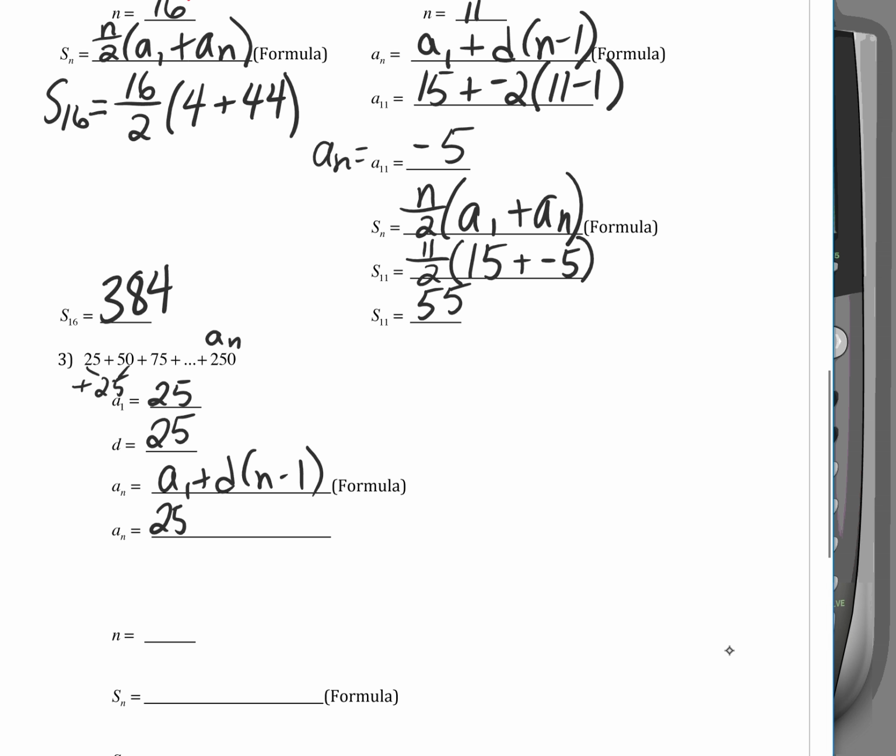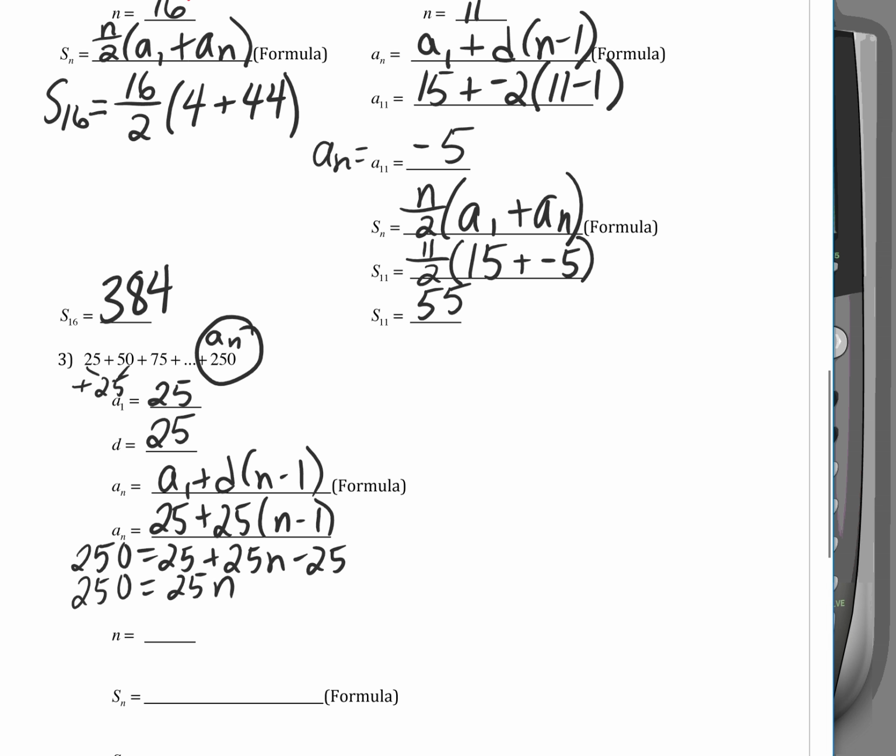So I'll put in 25 plus 25 times N minus 1. And I notice I'm missing N and AN, but I just told you that AN is 250 because that's our last term. So let's plug that in and distribute so that we can finish solving for N. So these cancel. We can then divide by 25. So we will get that N is equal to 10.